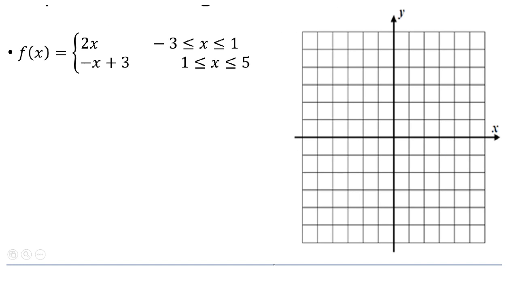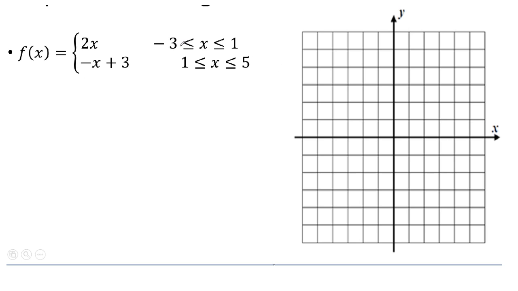Let's take a look at our second function. We have f of x equals 2x for every single x between -3 and 1, and -x plus 3 for every single x between 1 and 5, including 1 and 5. This is a piecewise function because we have two pieces for this function.